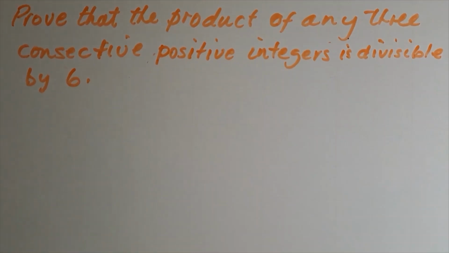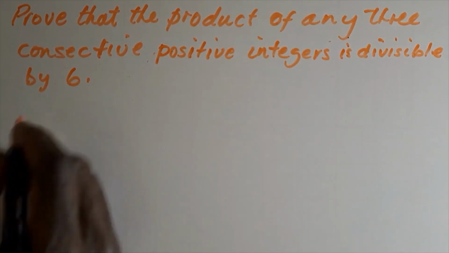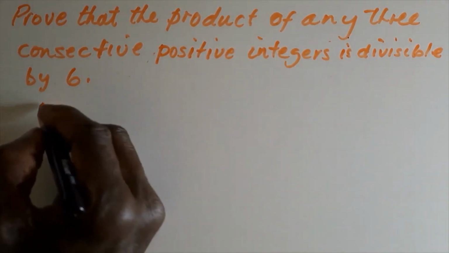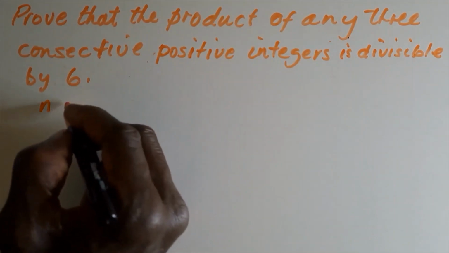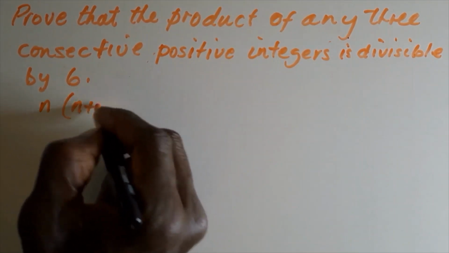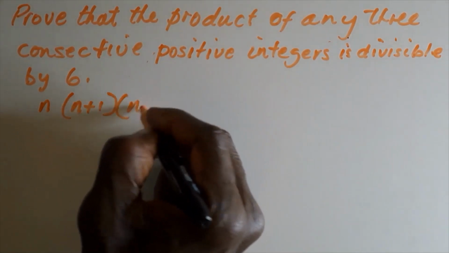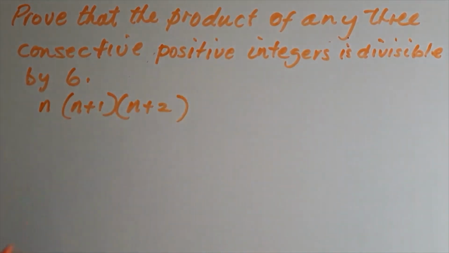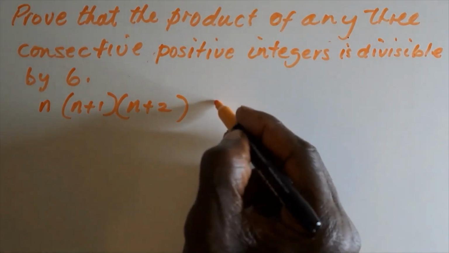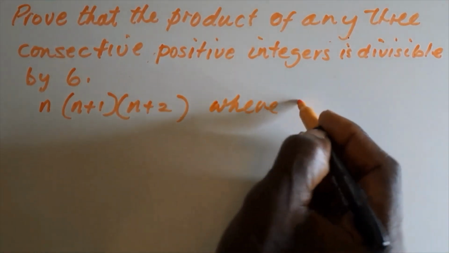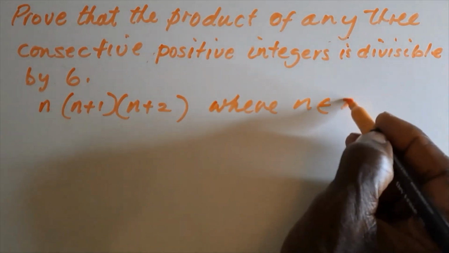Hello. Prove that the product of any three consecutive positive integers is divisible by 6. In my previous video, we looked at the three consecutive positive integers n, n add 1, and n add 2. So if you were to look at the product of these three consecutive positive integers, where n belongs to the set of natural numbers.